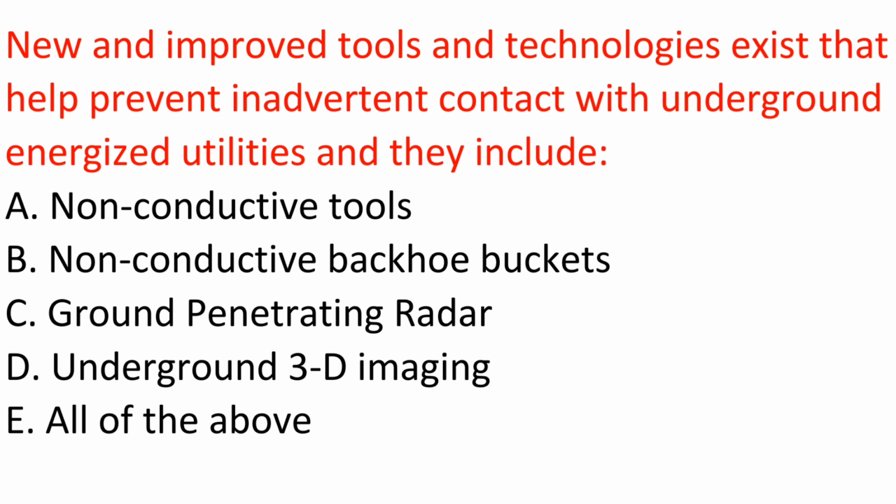Question: New and improved tools and technologies exist that help prevent inadvertent contact with underground energized utilities, and they include A. Non-conductive tools. B. Non-conductive backhoe buckets. C. Ground-penetrating radar. D. Underground 3D imaging. E. All of the above. Answer: E. All of the above.